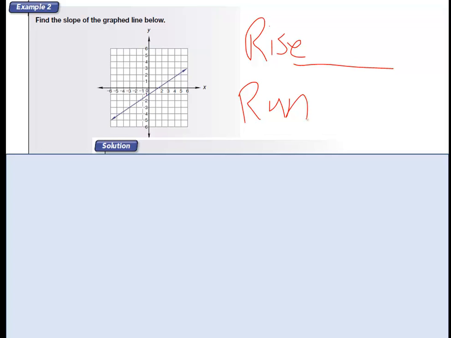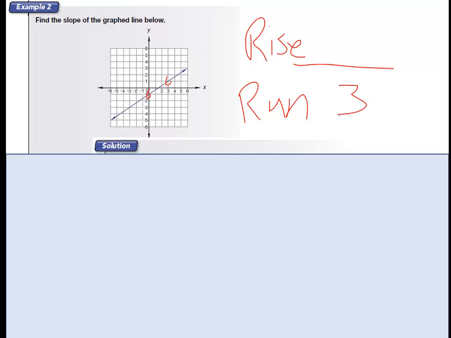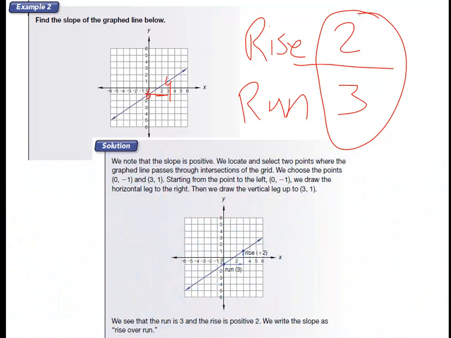All right, I'm going to do right here. I've got a spot right there, and I got another spot right there. So I'm going to go over 1, 2, 3. So it runs 3, and it goes up 1, 2. Goes up 2. So my answer, my slope for that line is 2/3. 2 over 3. My slope is 2 over 3.